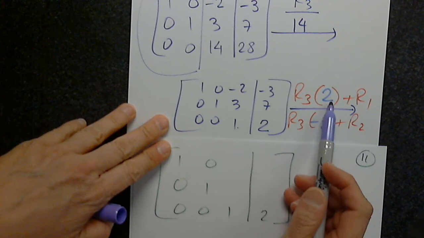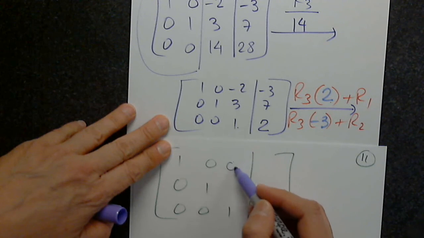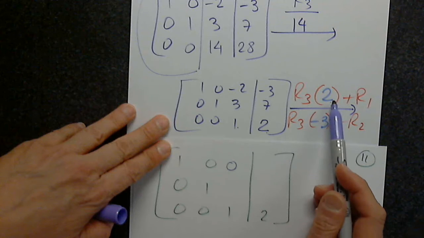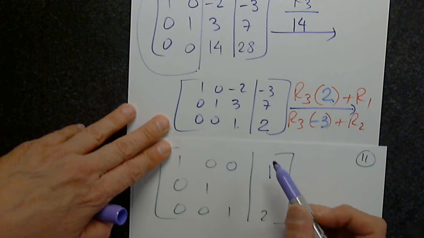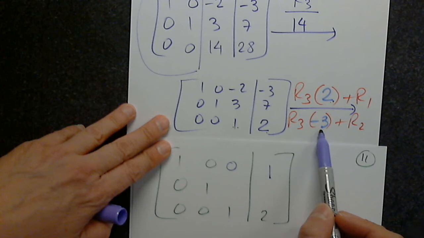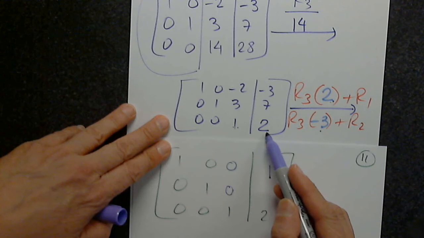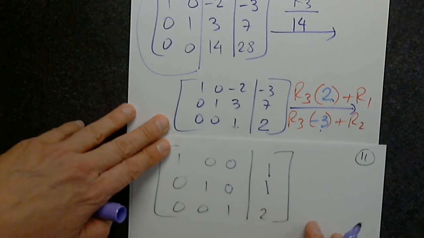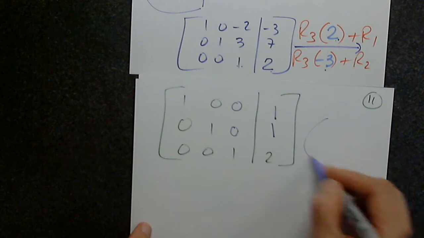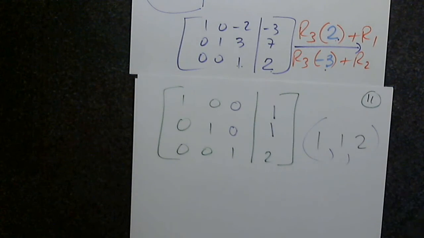1 times 2 minus 2. Perfect. 2 times 2 minus 3, 1. Perfect. 1 times negative 3 plus 3, 0. Excellent. 2 times negative 3 plus 7, 1. Excellent. We hope, we have no clue, we hope that the solution is 1, 1, 2. Nobody knows though.